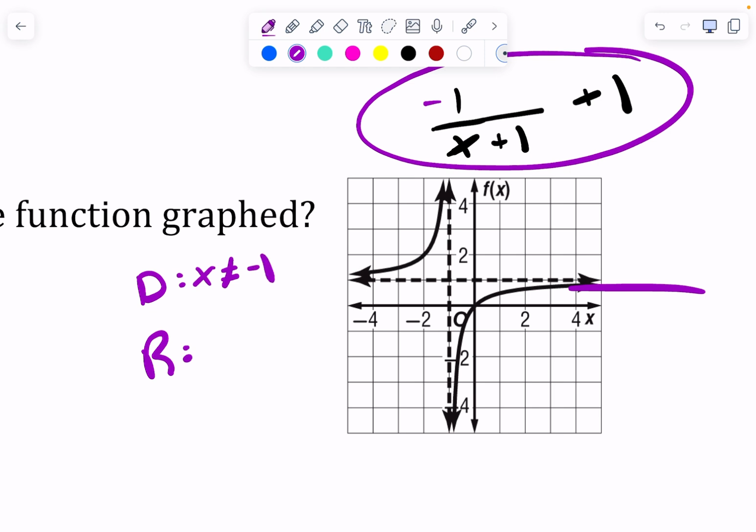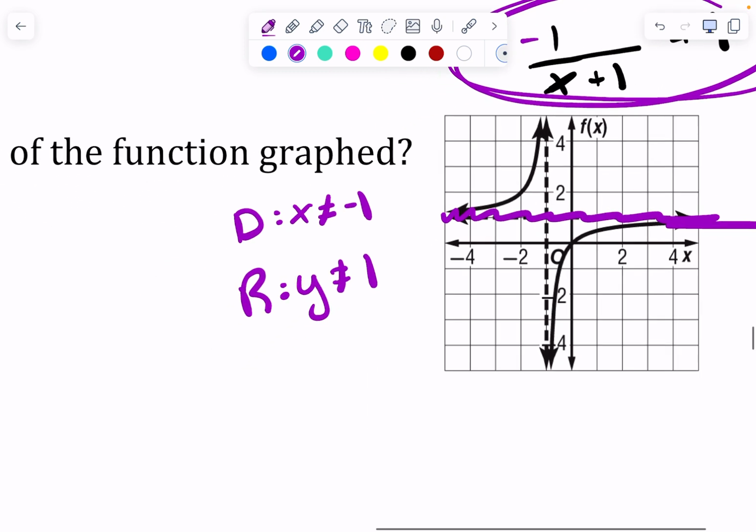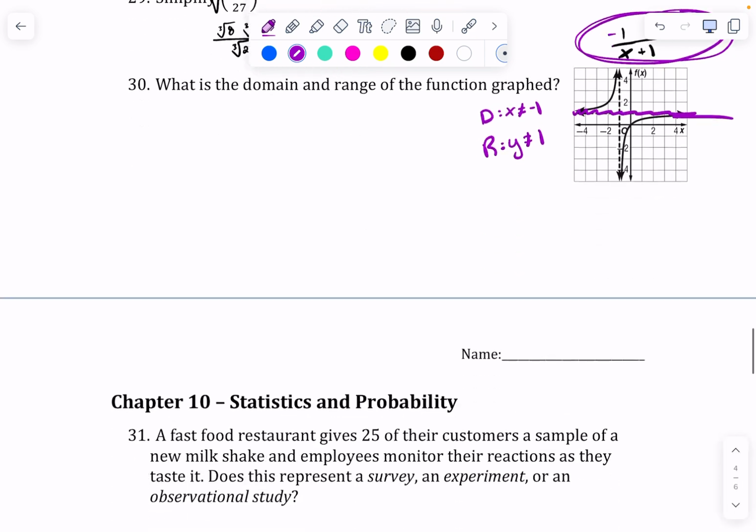All right, range is the y's, up and down. He will go up forever and he will go down forever, but he will not touch this y coordinate of 1, right? Y is not equal to 1. Every other value gets touched except for those 2 values for x and y, yeah? That's your domain and range. Good? Do we remember how to do that? Okay. You don't need the equation. That was just for fun, but domain and range, that's what you need to be able to do. Got it?